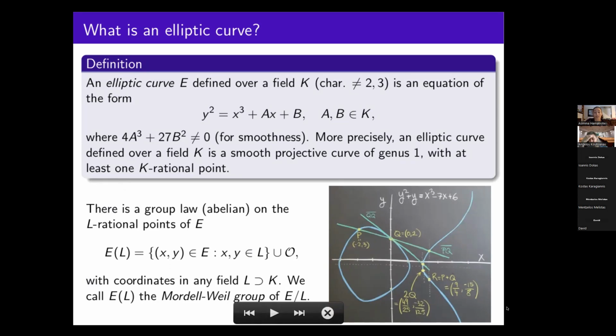And there's an abelian group law on the L-rational points of E. These are the points on E whose coordinates lie in any field L that contains K. And then we also add this point at infinity so we can get a true group law. If you take 2 points on the curve and draw a line through them, it'll intersect the curve at a third point. If you reflect that over the x-axis, then you get the sum of the 2 points. This is how you can add points on this curve. We call the group of L-rational points of E the Mordell-Weil group of E over L.